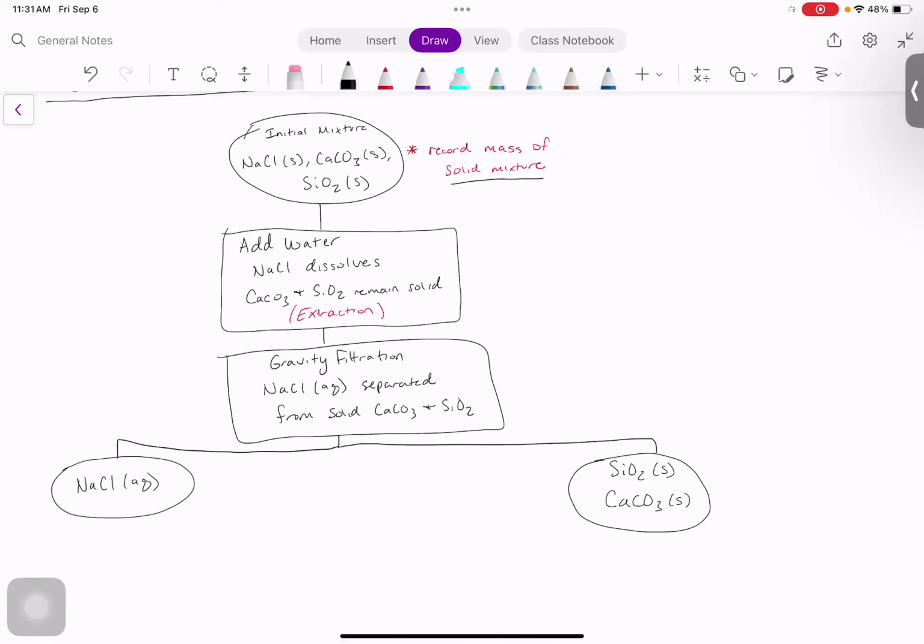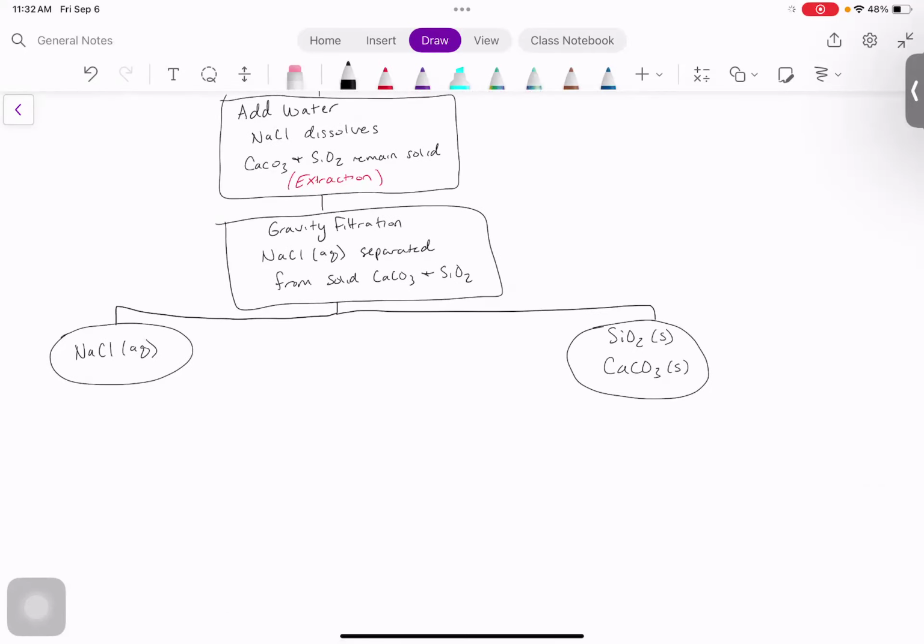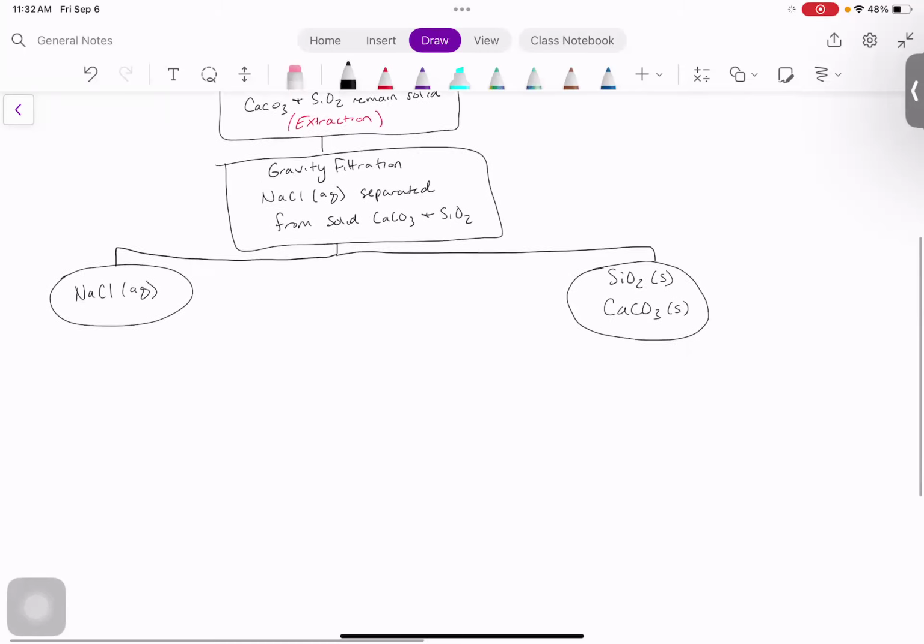So we started with this initial mixture, we recorded the mass, we added water to dissolve the sodium chloride, the calcium carbonate and silicon dioxide remained solid. So that was an extraction, a solid liquid extraction specifically. Then we used gravity filtration to separate the aqueous sodium chloride from the solid calcium carbonate and the solid silicon dioxide. At that point, we have the sodium chloride solution in one container, and we have the silicon dioxide and calcium carbonate in another container.